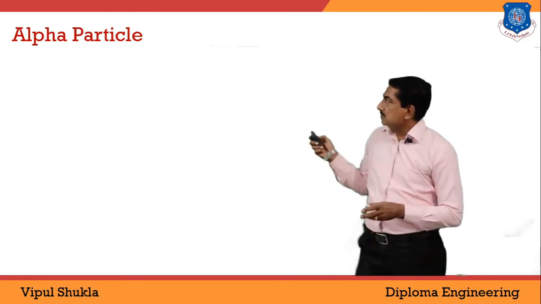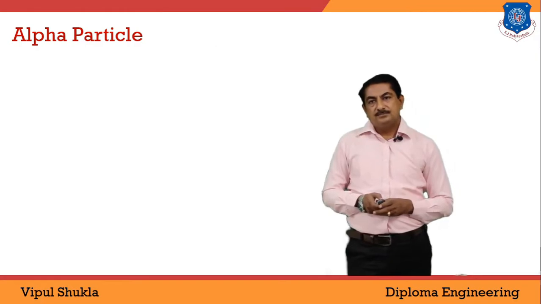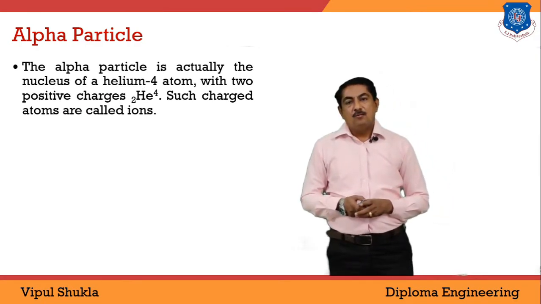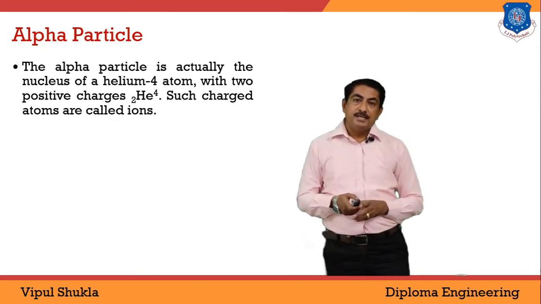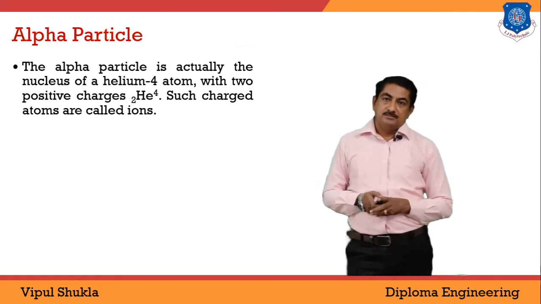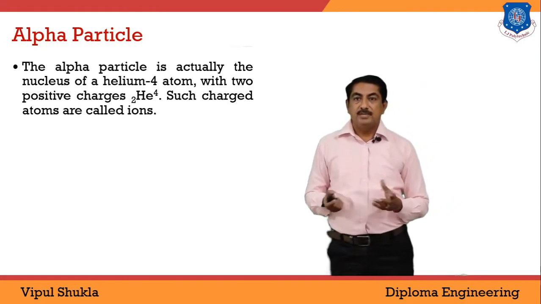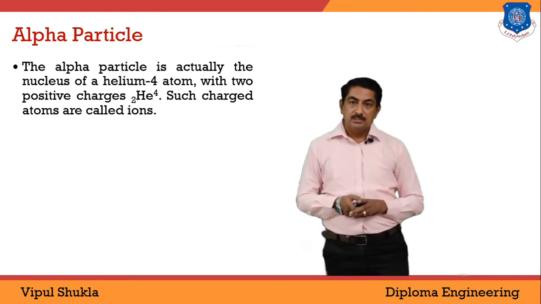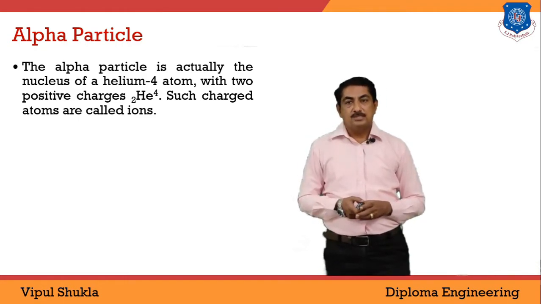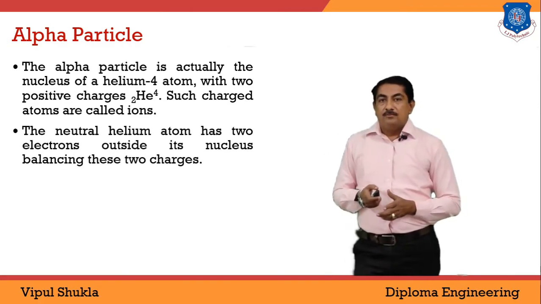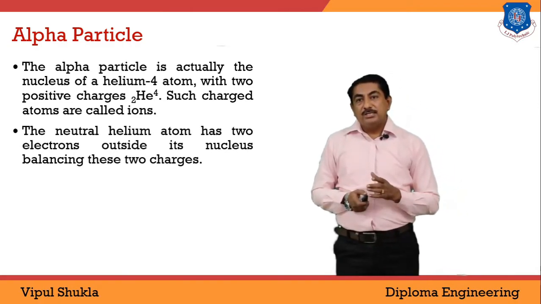Let us discuss alpha particles. What are alpha particles? When heavy nuclei disintegrate or decay, they emit alpha particles. So an alpha particle is nothing but a helium nucleus, and as you know, helium has 2 protons as well as 2 neutrons. We know that alpha particles are positively charged particles.